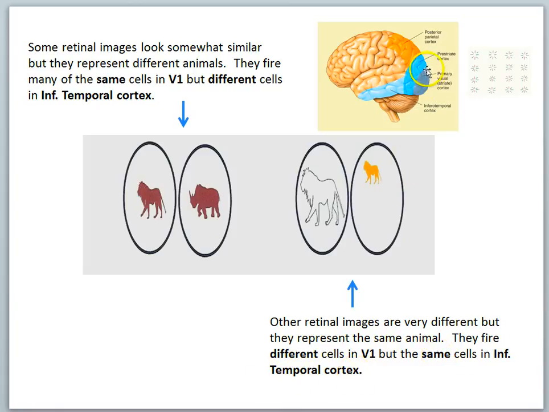So as we move from V1 down into inferior temporal cortex, the cells become responsive to the object. What is the object, right? In a sense, the shape as a defining feature of the object, and not sensitive to the color, the size, the location, etc.